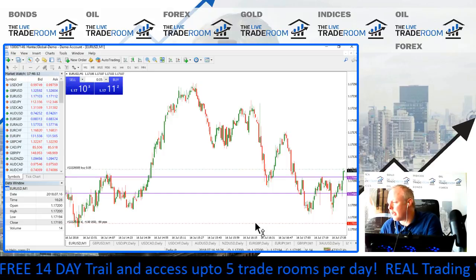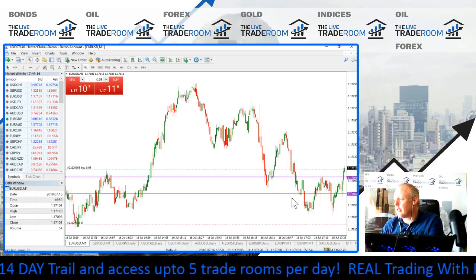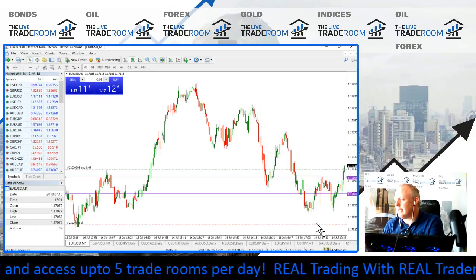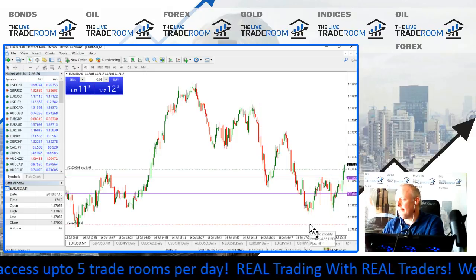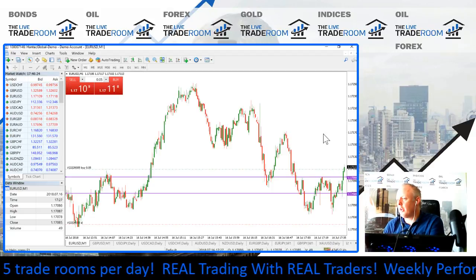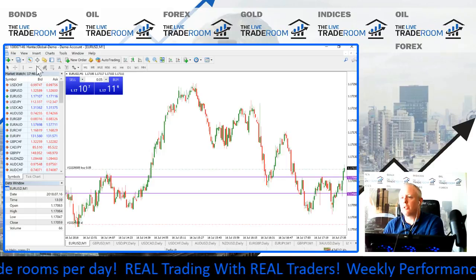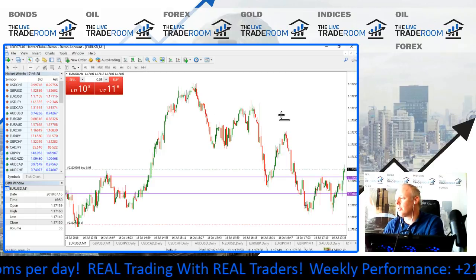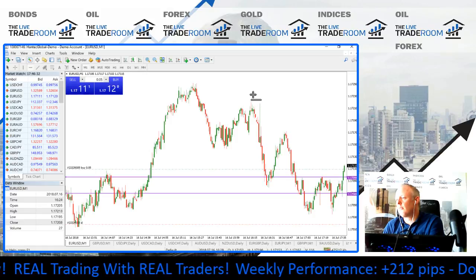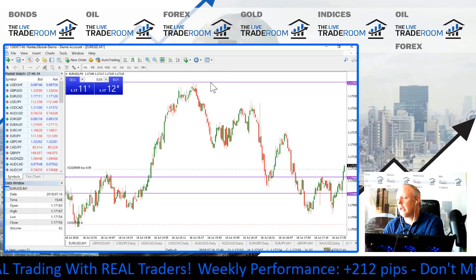It's 1 pip difference. So what we can see in here, we've only literally got a 9-10 pip stop loss in this market, a 9 pip stop loss. So we'd expect these markets to squeeze up to these higher levels. We'll take a note of that.